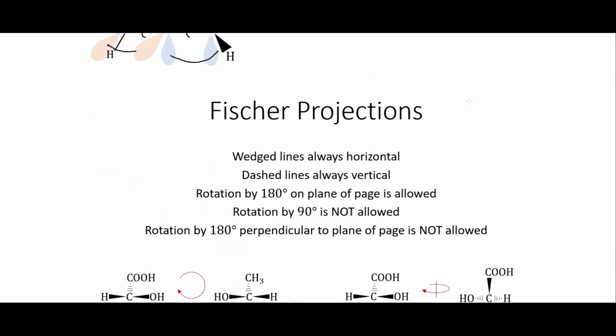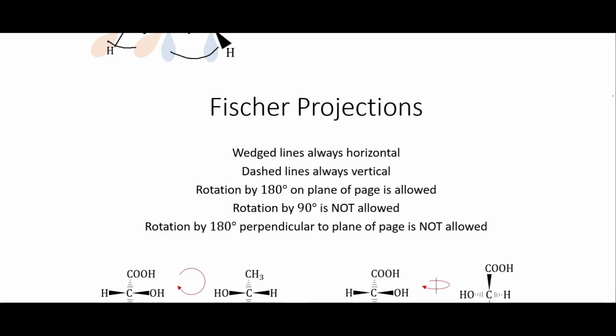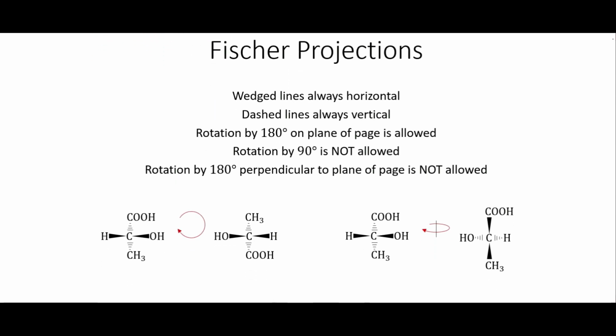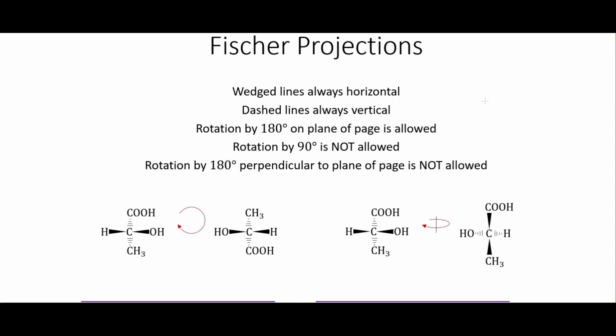All right, so I'm also going to introduce us in this video to what's called Fischer projections, which is a nice way of looking at stereochemistry. And so the rules for this is that we always have the wedged lines drawn horizontal, so looking like this right here. So these wedged lines here are horizontal. The dashed lines are always vertical, so this one right here and this one right here.